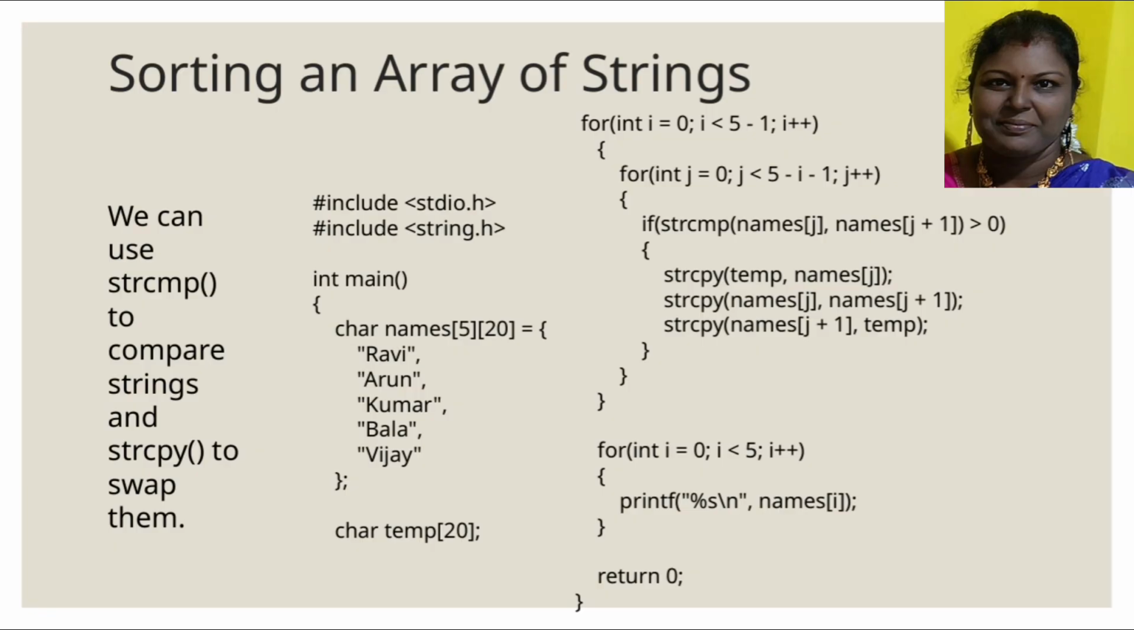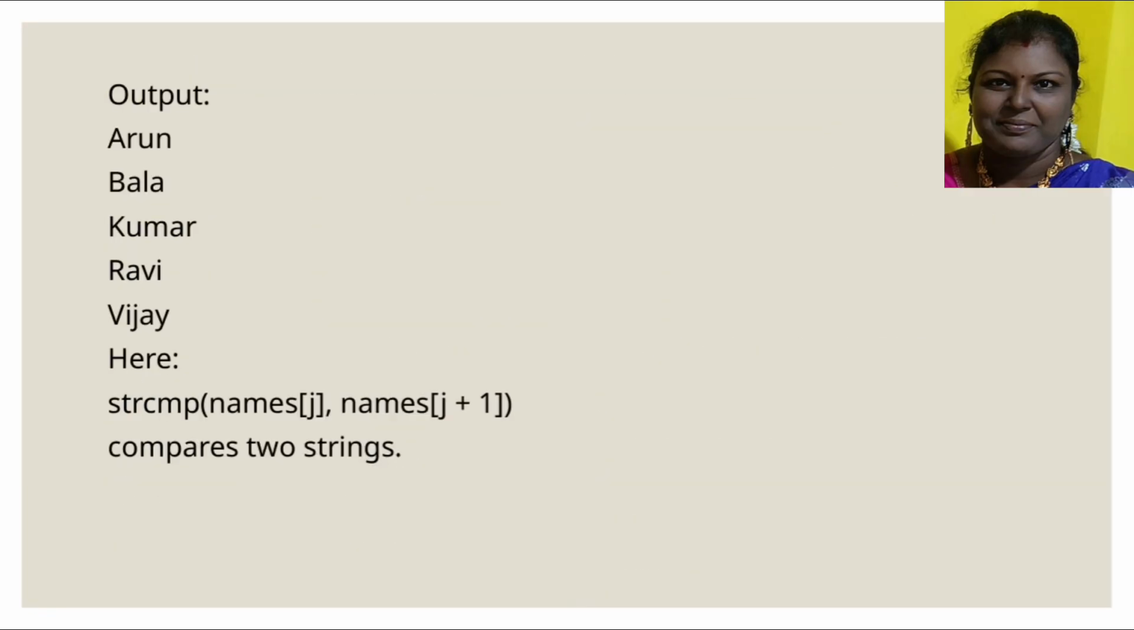Here, we see a list of names: Arun, Bala, Kumar, Ravi, and Vijay. The key point is the function strcmp, which compares 2 strings. In this case, it's checking the order between names at positions j and j+1. This comparison is essential for sorting or organizing the names correctly. It's a small but powerful step in managing text data efficiently.